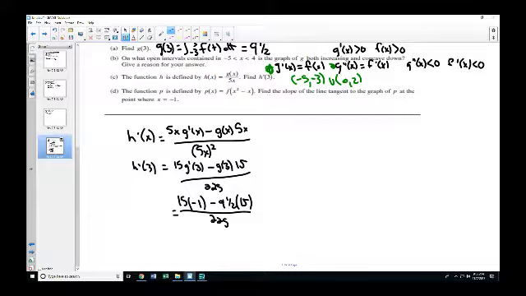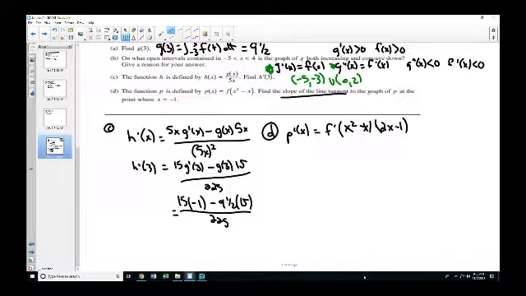All right, and then part D, so this is C. So P prime, we want the slope of the tangent line, so we need P prime, right? Chain rule. F prime of x squared minus x, times 2x minus 1. Derive outside, copy, derive inside. Okay, you plug in -1.